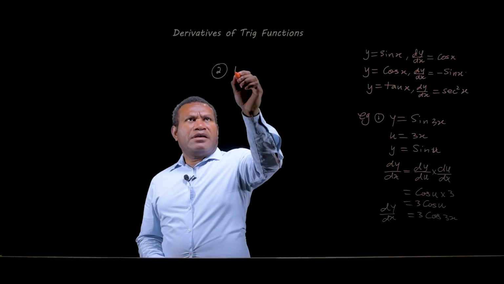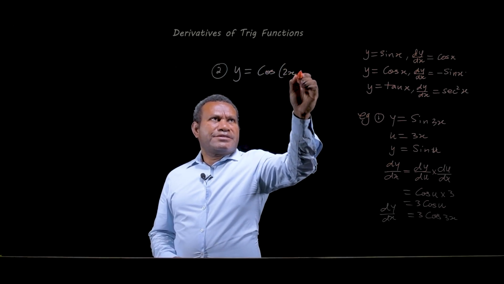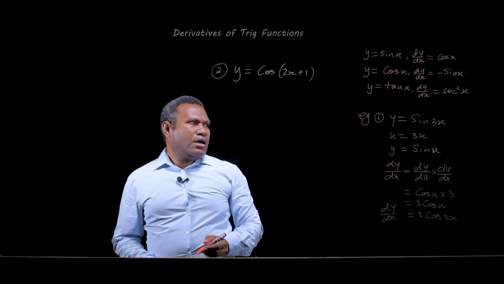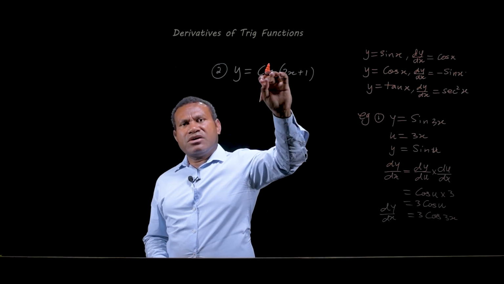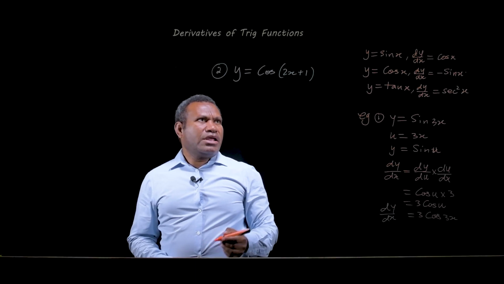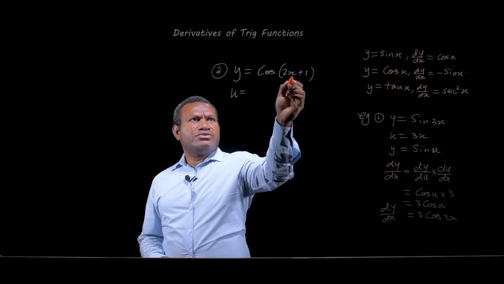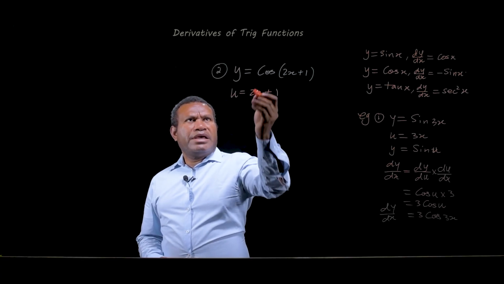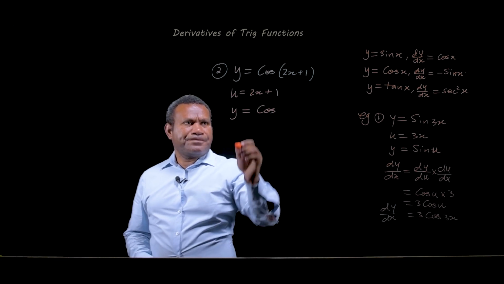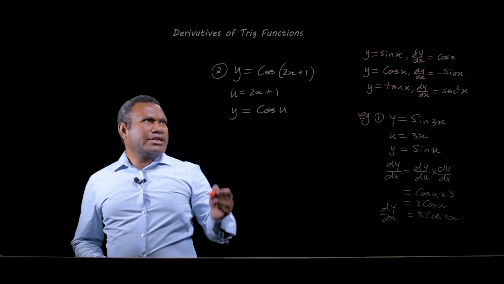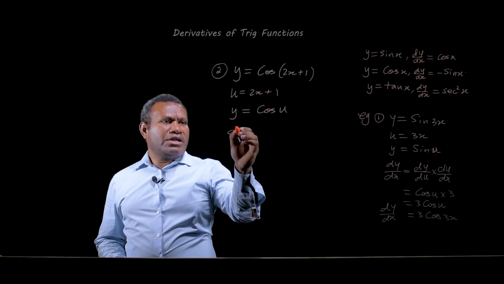Let's take a look at the second example, applying y equals cos x. Let's say y is equal to cos(2x plus 1). Looking at this question, I also have a function that is contained in a cosine function. So what I have to do is a u substitution. Let u equal 2x plus 1, and rewrite this whole function in terms of u. So it will be y equals cos u. Because it's a function of a function, we will apply the chain rule again.